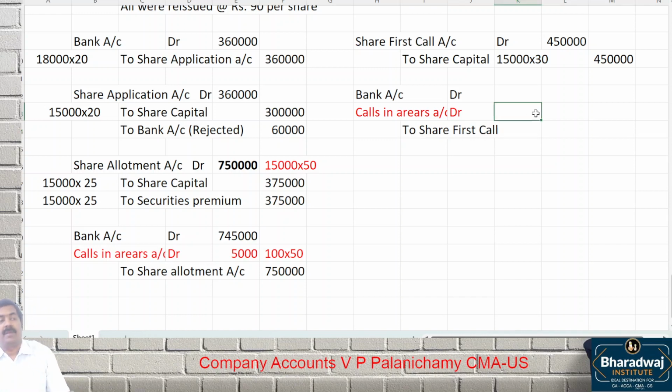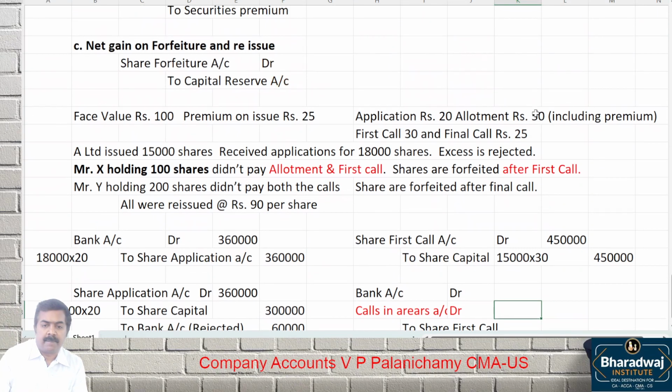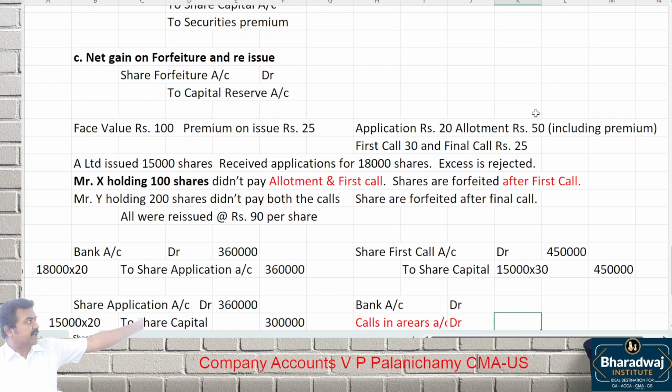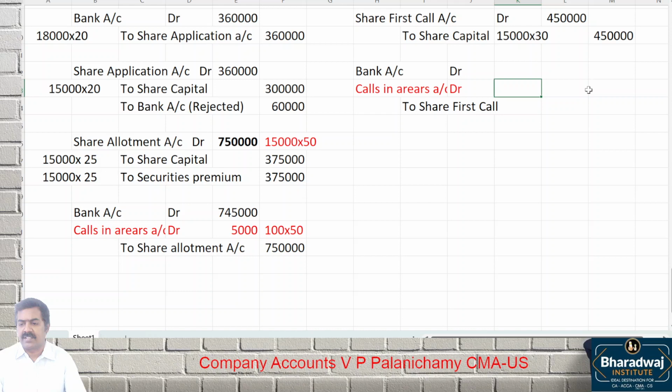Now, at the first call, who will not pay? X is not paying which money? Allotment and first call. Look at Y. Y holding how many shares? 200 shares, did not pay both the calls. So at first call time both X and Y are not paying.